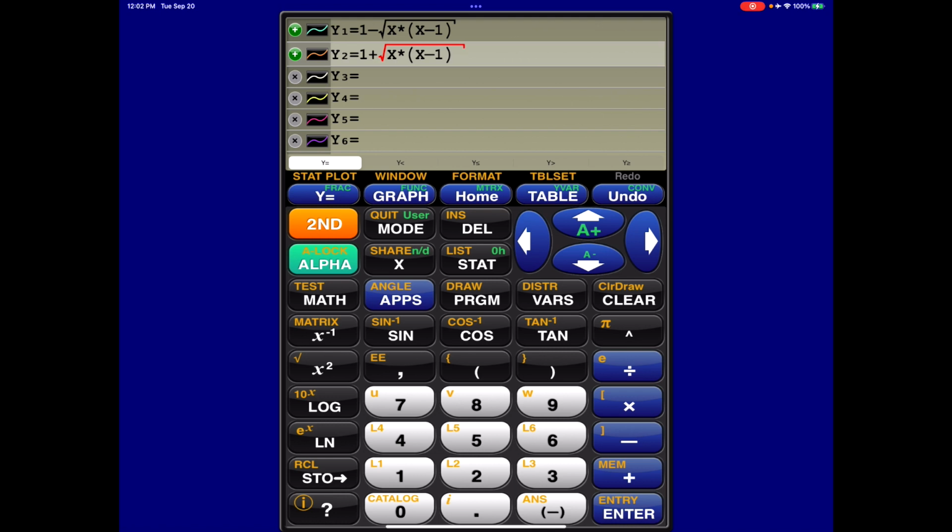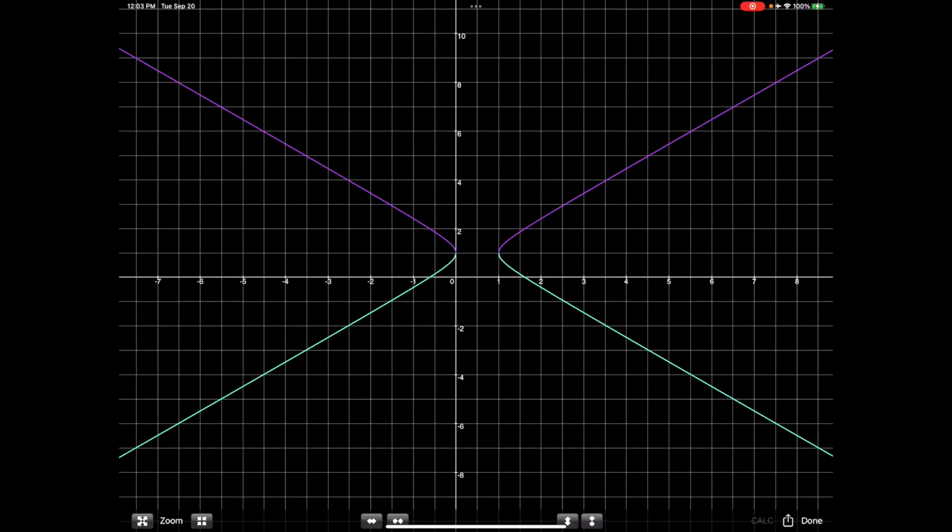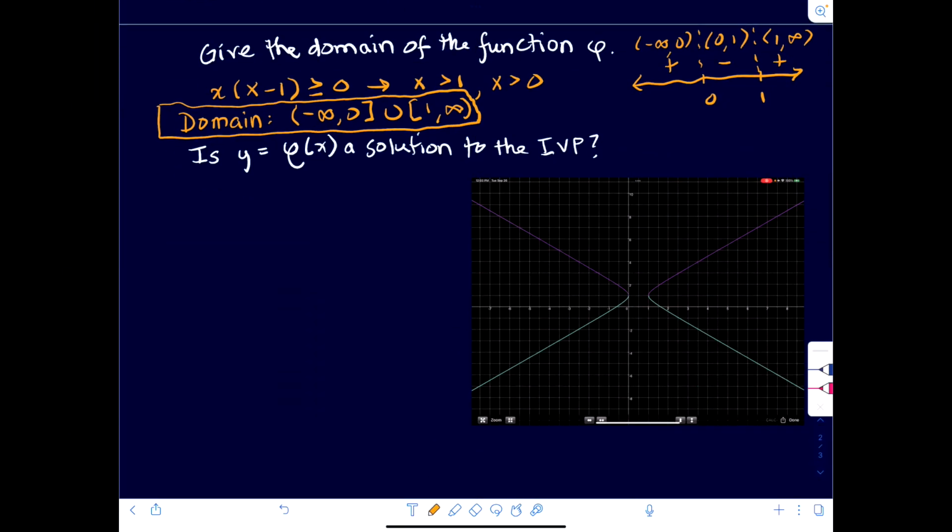And if we graph, let's see what we have. Taking a look at the picture of this graph, you can see that it's got points of vertical tangency at x is 0 and x is 1. So it's not differentiable there, and thus there wouldn't be a solution of the differential equation at x equal to 0 or at x equal to 1. Since x equal to 0 is the initial condition for the initial value problem, there would not be a solution.